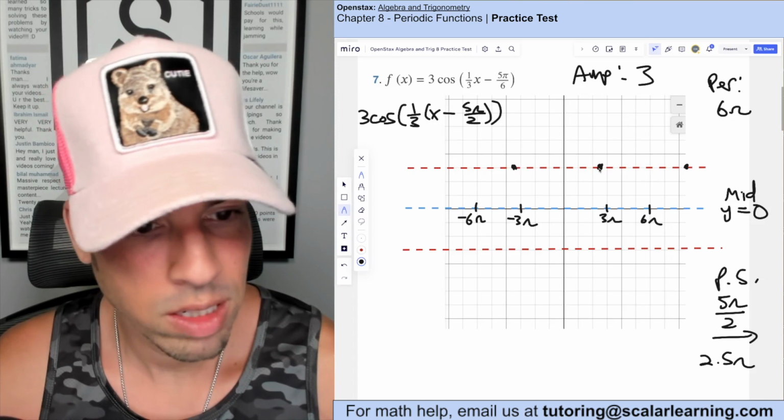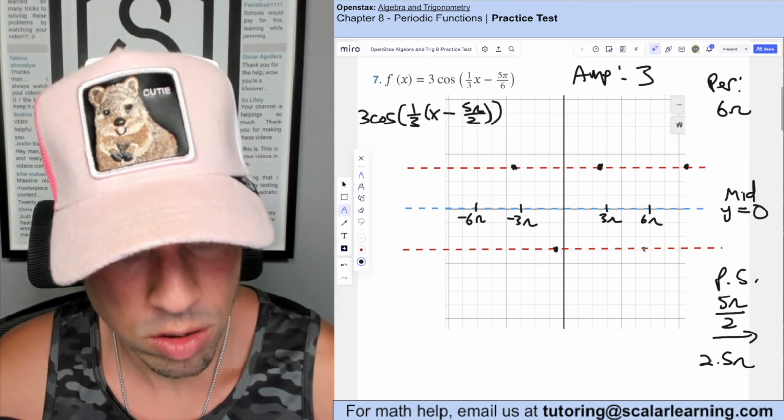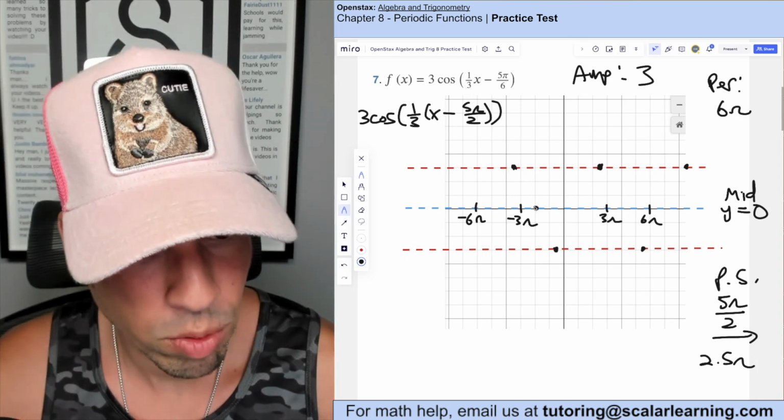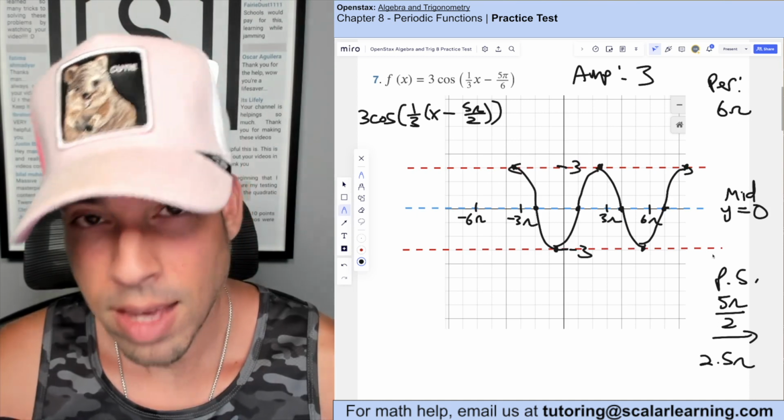And in between these high points, we have the low points. Boom. And we also have one in between here, here. And in between the highs and the lows, we have the midpoints here, here, here, and here. And now let's connect the dots. And that's how you graph it.